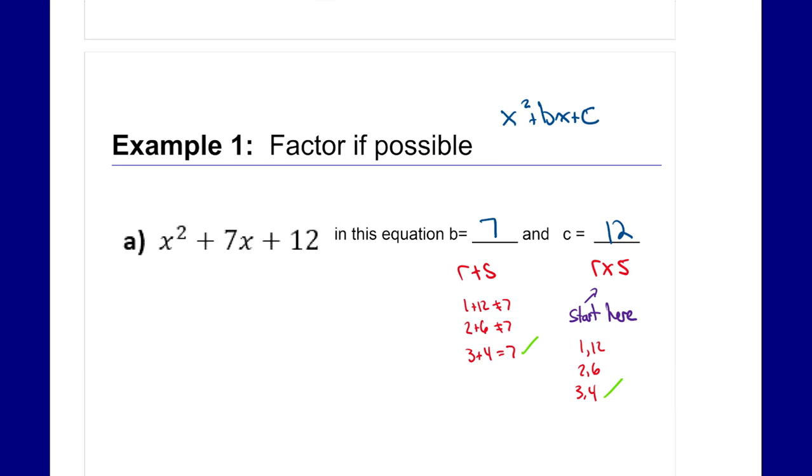Because 3 and 4 are my two values, they're just going to go into brackets with x: x plus 3, x plus 4, because x is our variable, and that is our factored form. Now, order doesn't really matter, so you could put the 4 in the first bracket and the 3 in the second. It doesn't matter because we're multiplying. But that is how you factor simple trinomials.